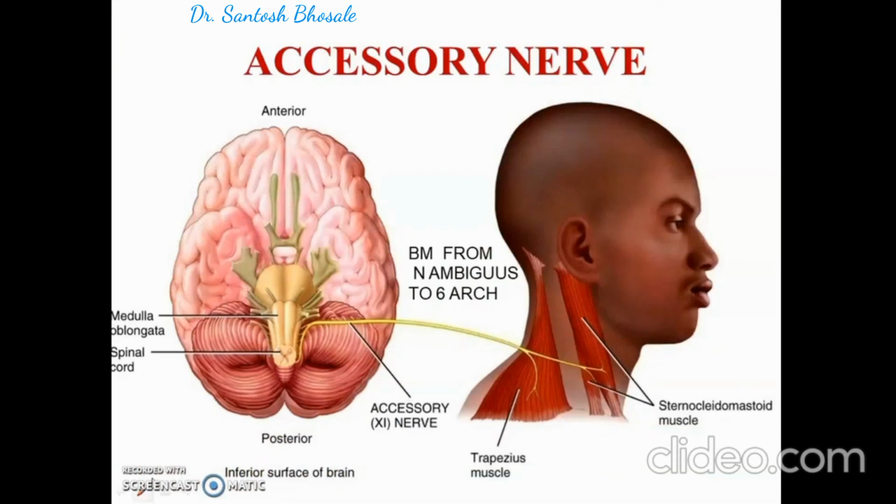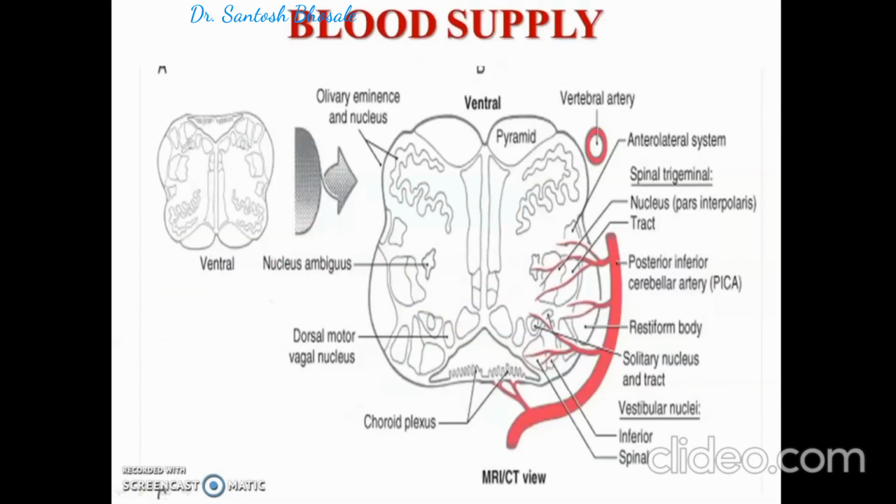And accessory nerve belongs to general somatic efferent column. It supplies the sternocleidomastoid and trapezius muscles, and this is how these three nerves take origin from the lateral part of the medulla in the upper open part.